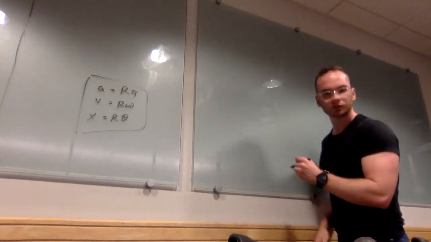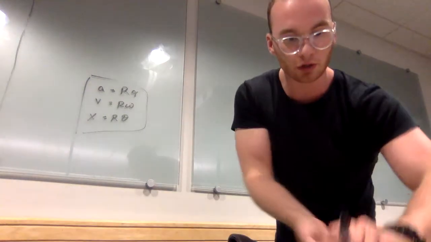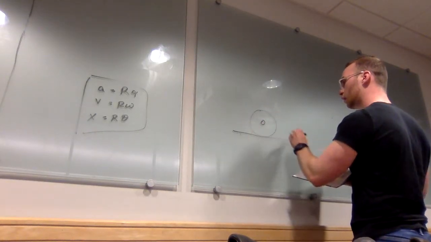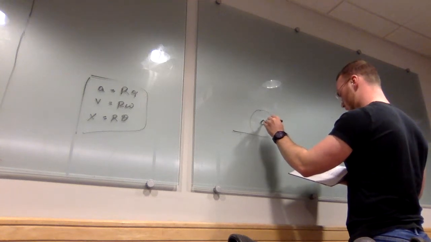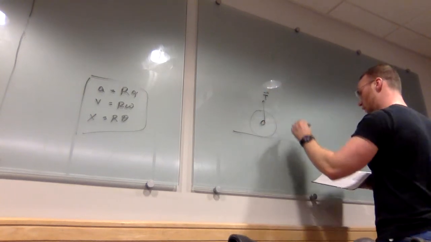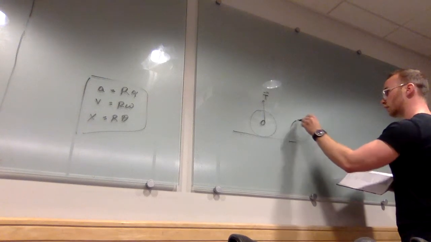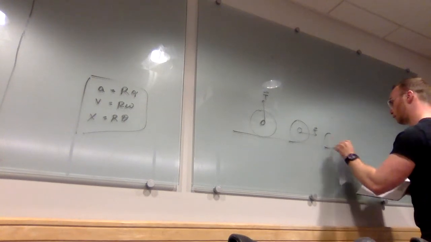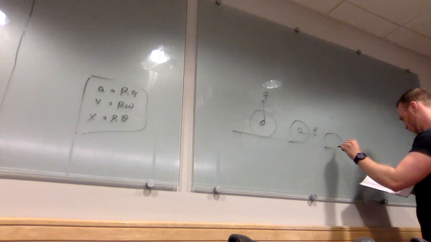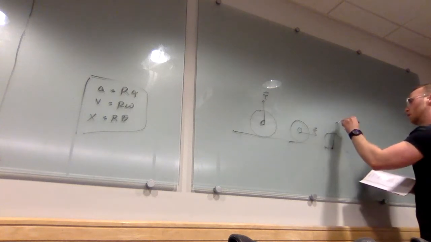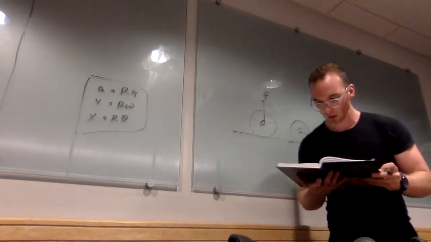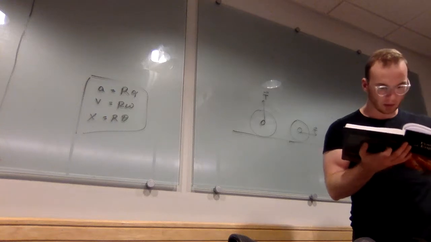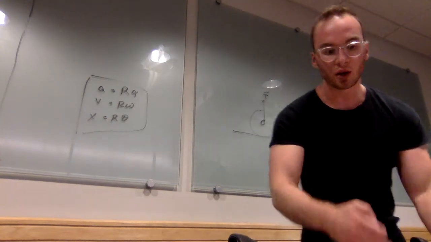Let me actually write them. T, and then another one we have, T. Yeah, so there's friction and normal.